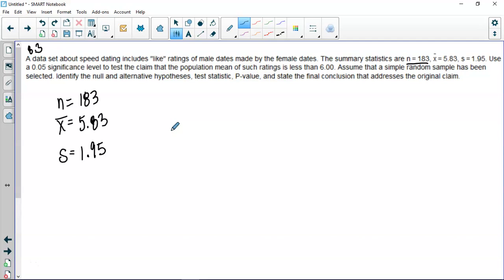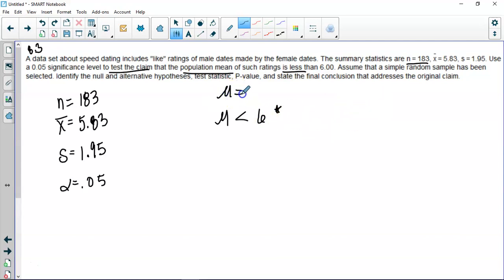Most of the time you're talking about t-scores when you are doing hypothesis testing, because that's why you're doing the test, right? You want to try to find something out about a population. Alpha is 0.05 again. And we want to test the claim. All right, so that's where you get your pen ready. That the population mean, that's mu, of such ratings is less than 6. That's my claim.